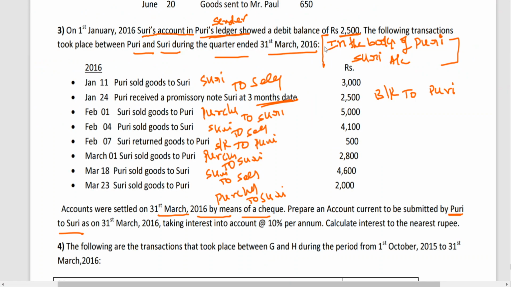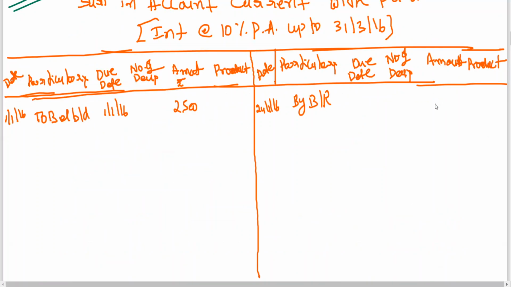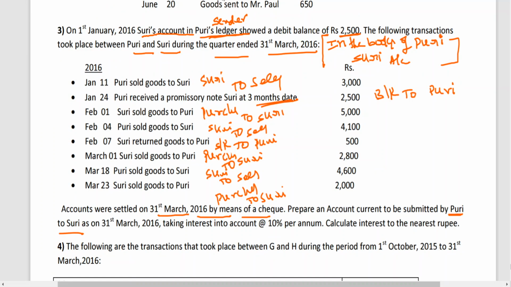What is the amount we are having? 3000. Now, how many days here? 24th January 16. You can see 3 months date. 3 months means you should calculate 24th January, 3 days plus 3 months, that is 4 months, 27th April 16 is the due date.